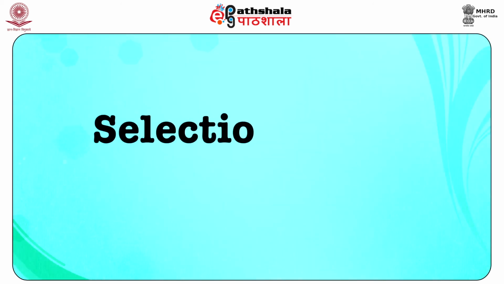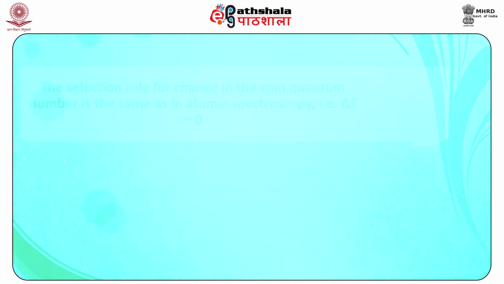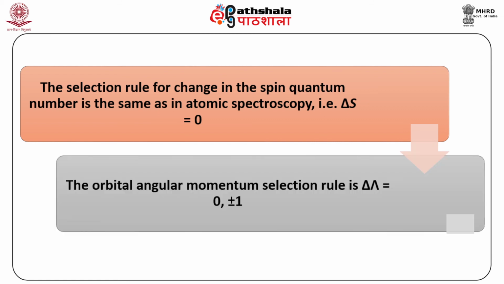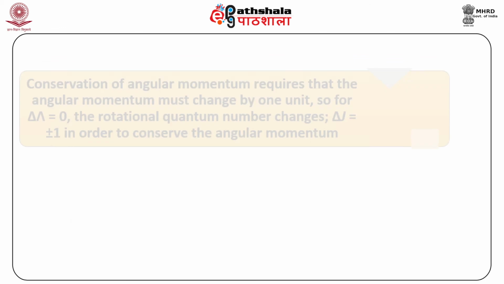So, now we come to the selection rules. There are 5 quantities that we have come across, and these have to be considered, and so there are 5 selection rules. The selection rule for change in the spin quantum number is the same as that in the atomic spectroscopy, that is delta S is equal to 0, and for the same reason. The second concerns the orbital angular momentum, and the selection rule is delta Λ can be 0 or plus minus 1. And why is this?